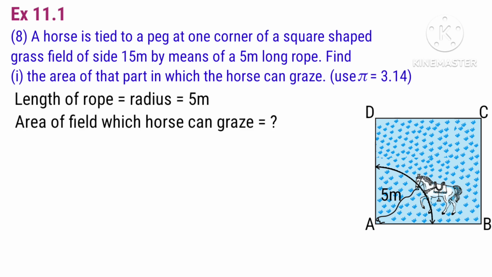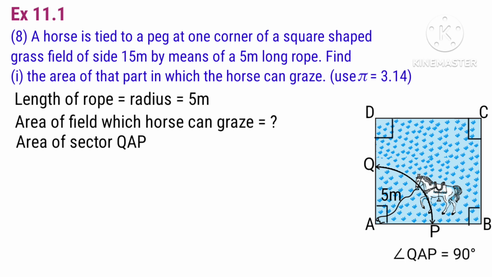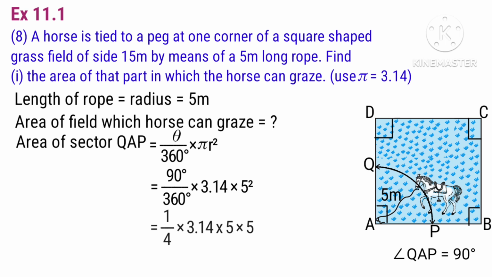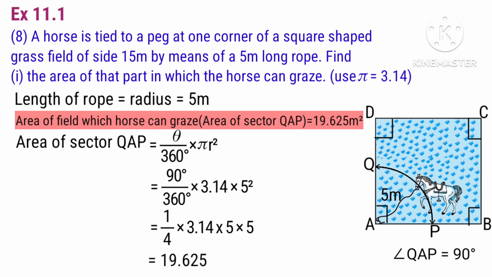On the arc shape, we can mark the points P and Q. Now we need to find the area of the sector QAB. Since in a square all angles are 90 degree, we can write angle QAB is equal to 90 degree. So the area of the sector QAB is equal to theta divided by 360 degree into pi r square. When we substitute the values, we get 90 degree divided by 360 degree into 3.14 into 5 square. So that is 1 by 4 into 3.14 into 5 into 5. When we do multiplication, we get 19.625. So that is the area of the field which horse can graze. That is, area of sector QAB is equal to 19.625 meter square.